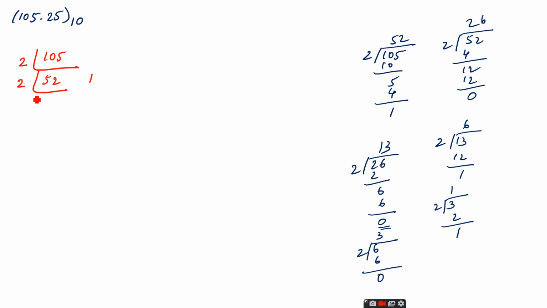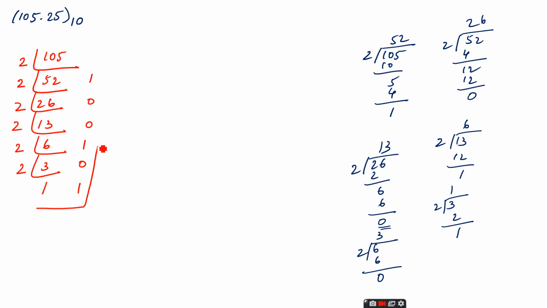Again 52 is divided by 2. The quotient is 26 and the remainder is 0. Again it is divided by 2. The quotient is 13. The remainder is 0. Again 13 is divided by 2. The quotient is 6 and the remainder is 1. Again it is divided by 2. The quotient is 3 and the remainder is 0. Again it is divided by 2. The quotient is 1 and the remainder is 1. Now it is not possible to divide 1 by 2. So we got the integer part. And we have to write the answer from bottom to top.